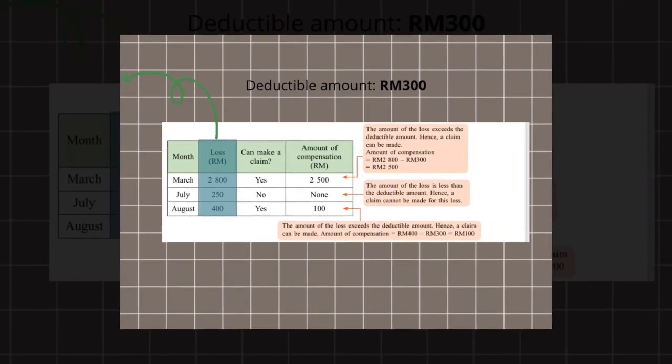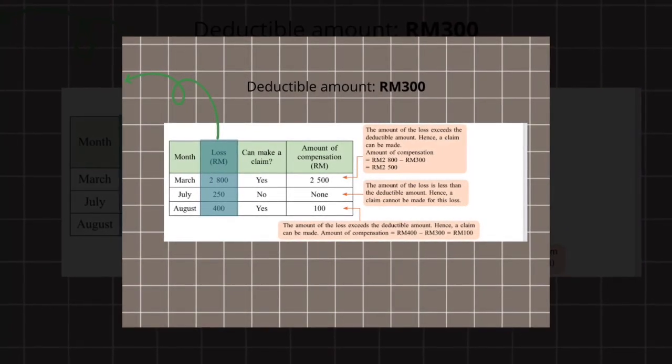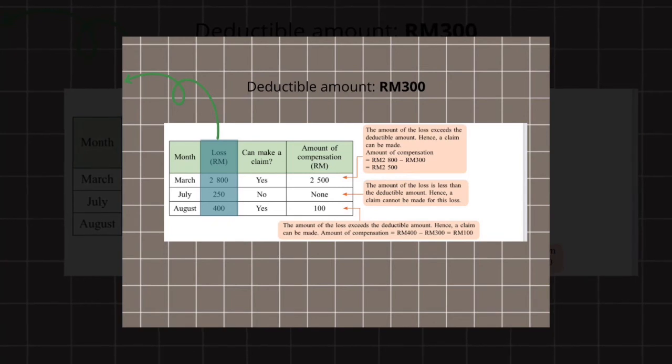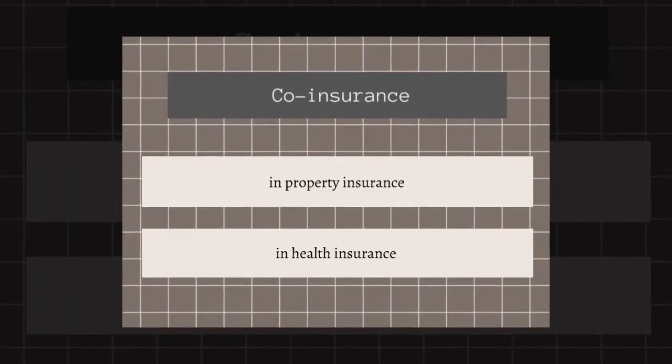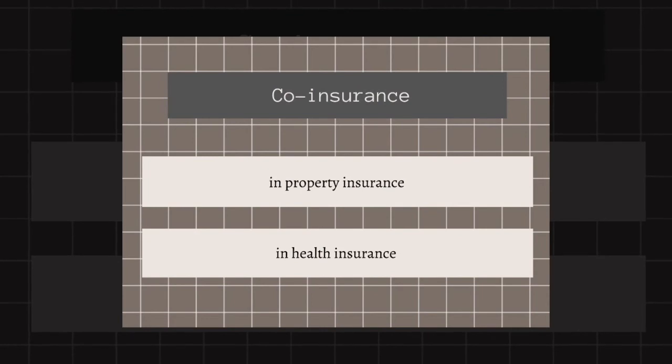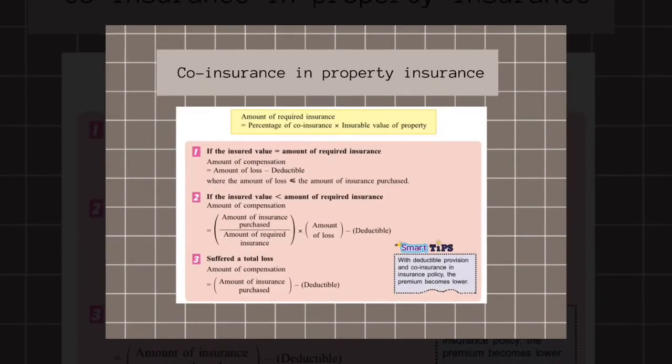Her loss in March and August exceeds the deductible amount, hence a claim could be made, and the amount of compensation is the total loss deducted by the deductible amount. However, the amount of loss in July is less than the deductible amount, hence a claim cannot be made for this loss. Next is co-insurance in property insurance and health insurance.